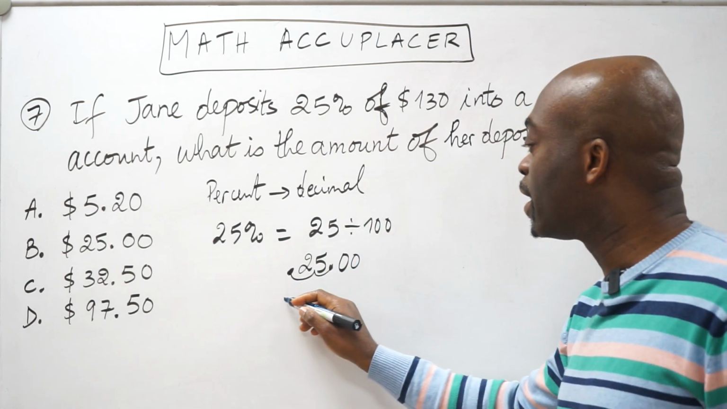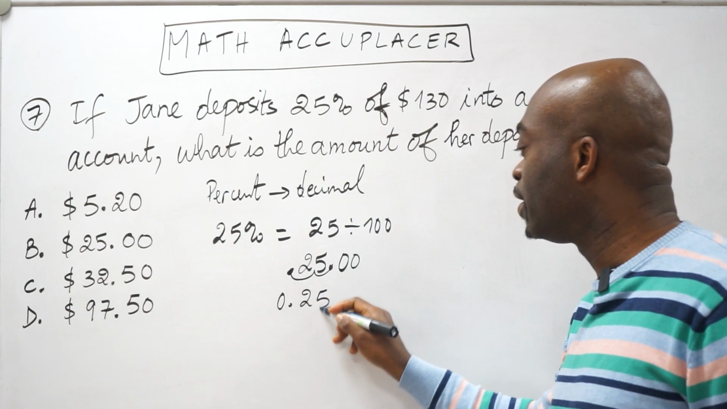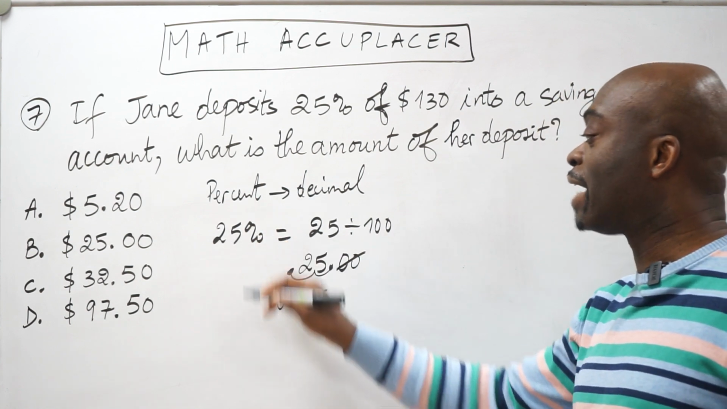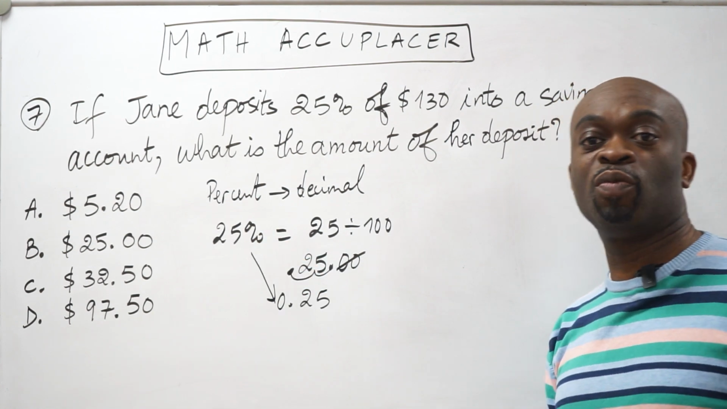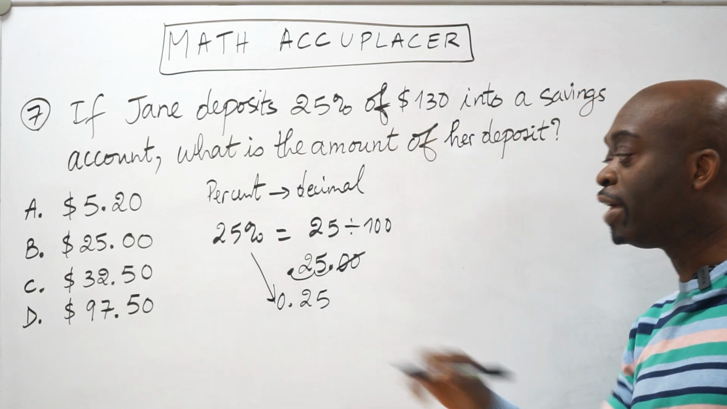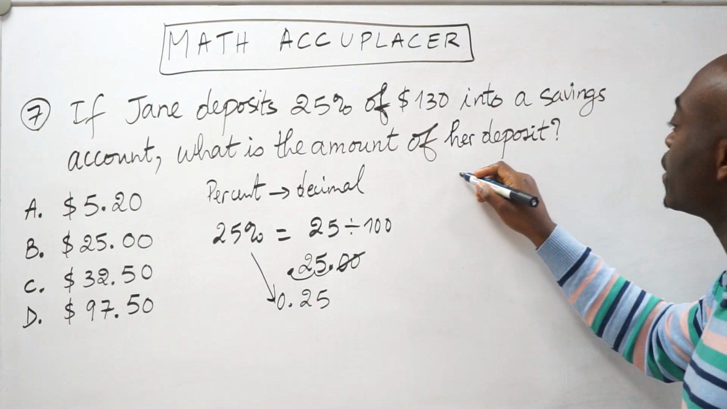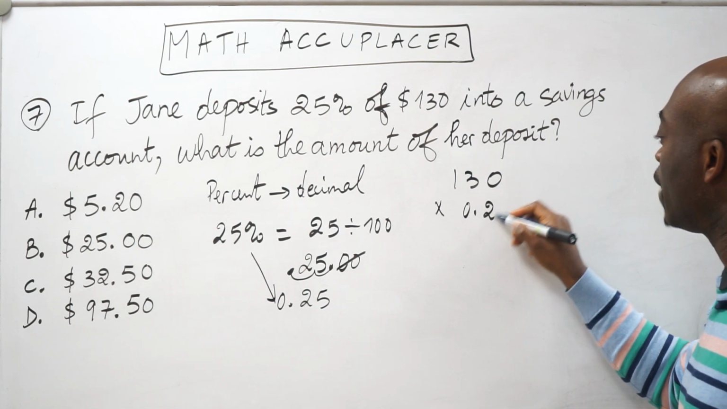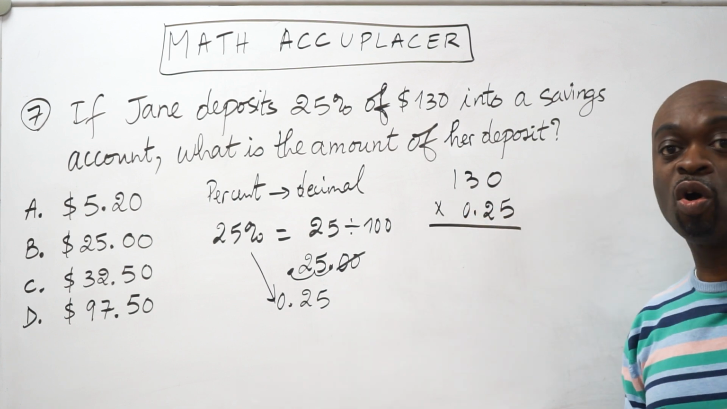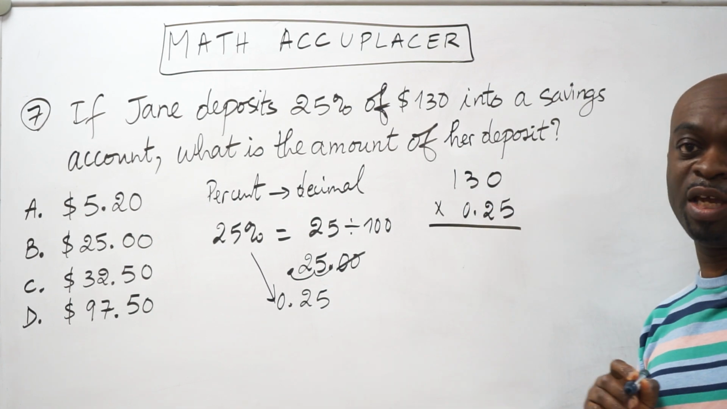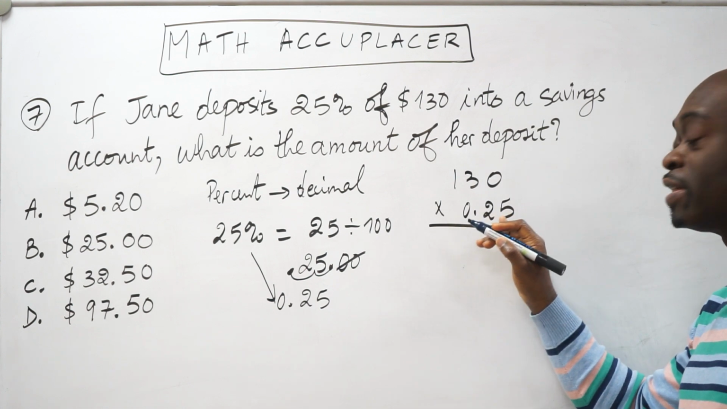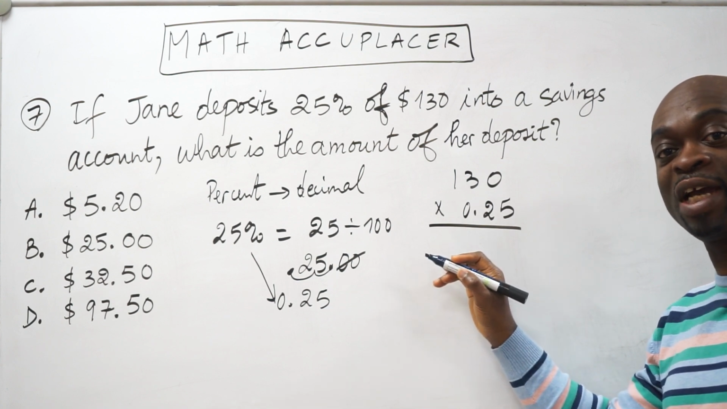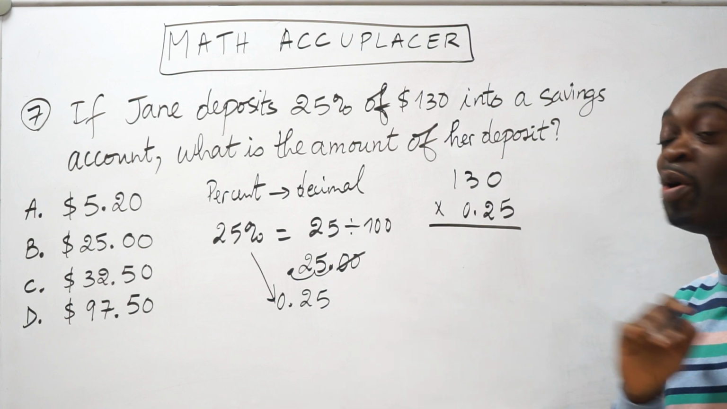So this one will give you 0.25. You don't need the other zeros, so you can just cross them out. So 25% as a decimal is the same thing as 0.25. So we're multiplying 130 by 0.25. Because we have two numbers after the decimal here, whatever we get as an answer, we're going to move the decimal place twice to the left, okay? We're going to get to that, but I just wanted to warn you what we're going to be doing.